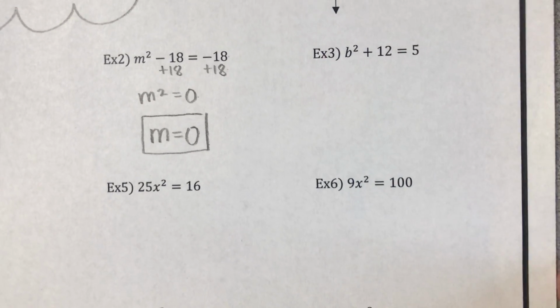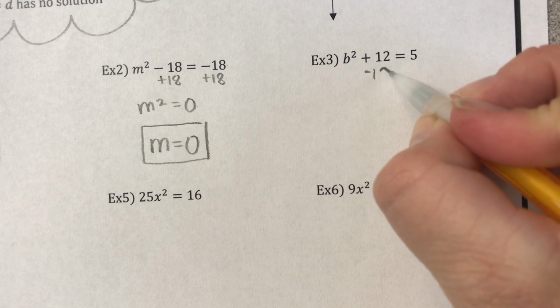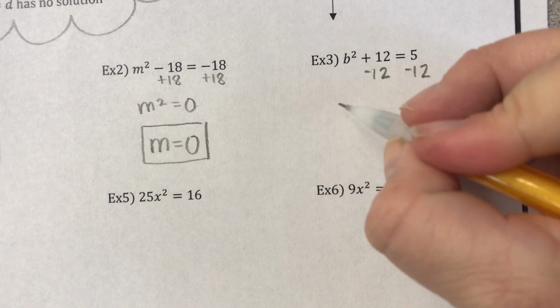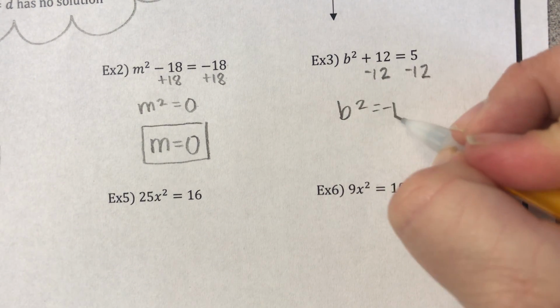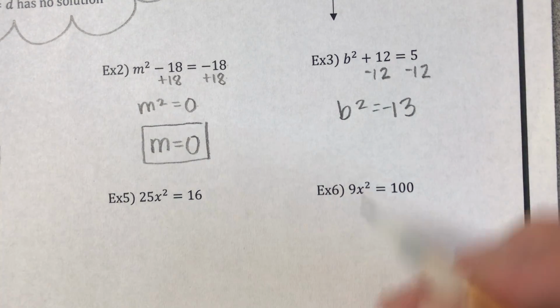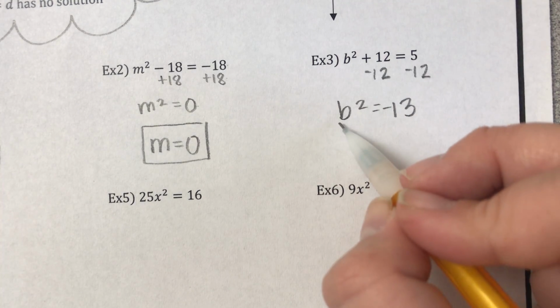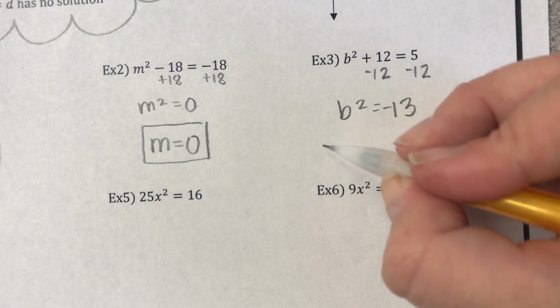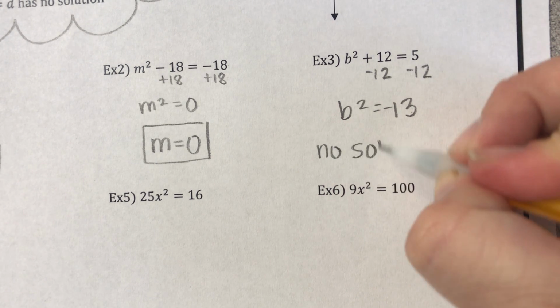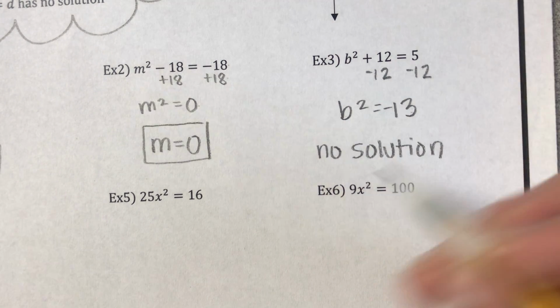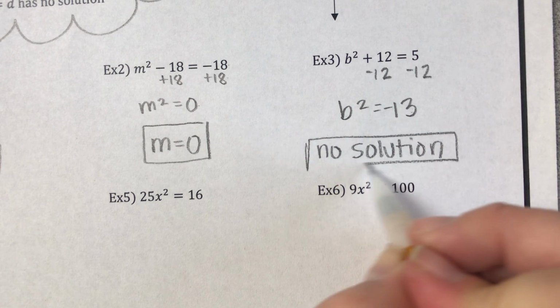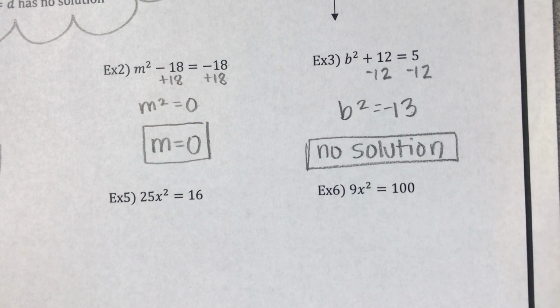Okay, and then number 3. We're going to go ahead and subtract 12, b squared equals negative 13. So I'm looking for a number that times itself gives us negative 13. There is no such number because it's a negative. If you have a positive and you square it, you get a positive. If you have a negative and you square it, you also get a positive. There's no way to square a number and get a negative.